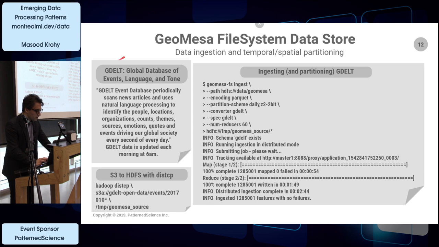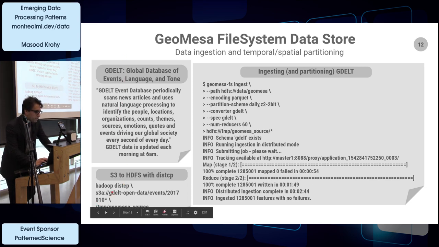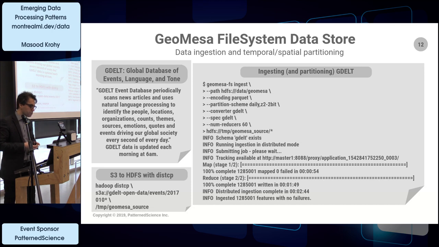On the bottom left, this is how we are grabbing that data set and putting it on our HDFS. It's a Hadoop distributed copy command that is bringing data from the S3 bucket that contains the data set. We are grabbing the first few days of 2017 and putting it in that /tmp file path on our HDFS. So this is the first download of the file from the internet, from an S3 bucket.